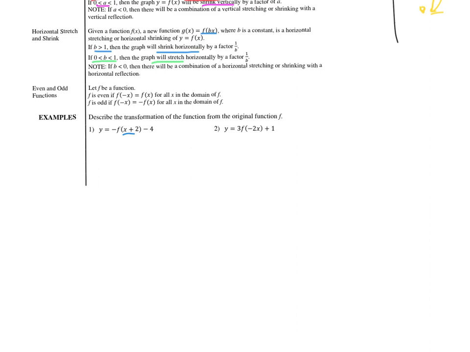And so remember that inside the function is horizontal change. So this is going to be a shift to the left by 2. So if it was minus in there, it would have been to the right. If it's plus, it's going to go to the left.